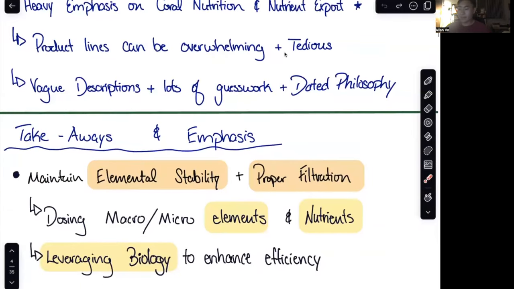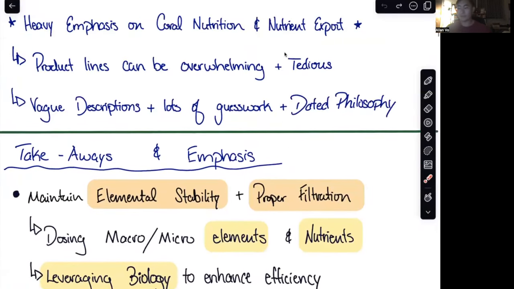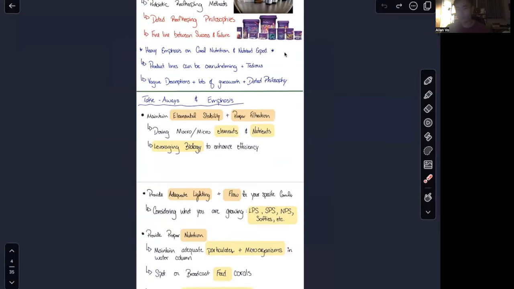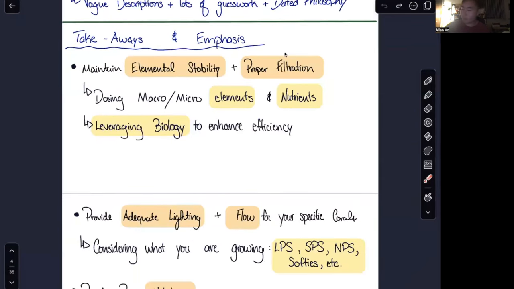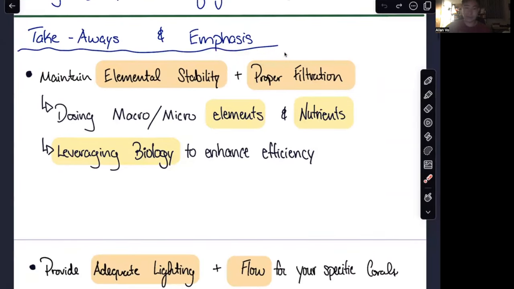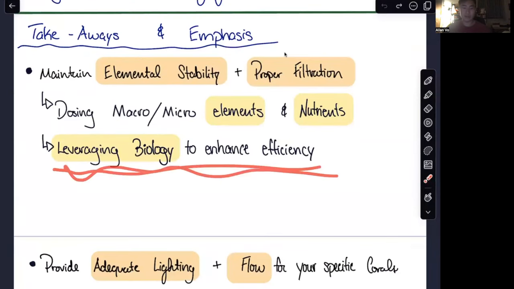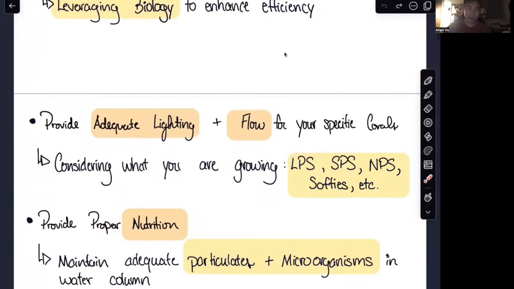So some of the takeaways and the emphasis that I wanted to put on from these other systems here, KZ, Moonshine, Triton, Balling Method, and other general stuff like that, is that there is a key emphasis on maintaining elemental stability and proper nutrition. Keeping all these macro, micro elements and your nutrients stable, leveraging biology, like with the KZ system and the probiotics, you're using a lot of bacteria to dissolve and digest all the excess in your system, and then that bacteria can go and feed your corals. That sounds amazing. All of them also advocate for adequate lighting and flow.